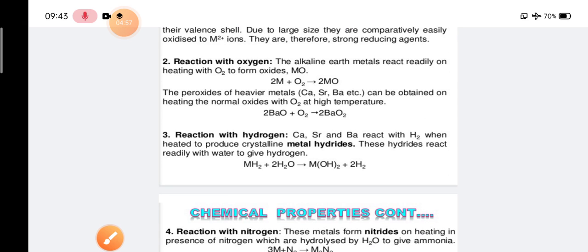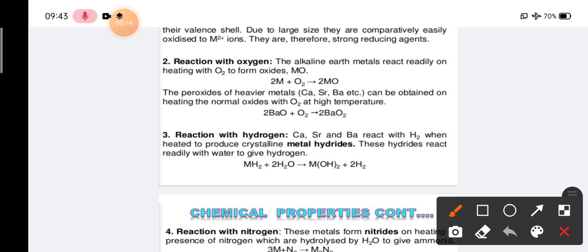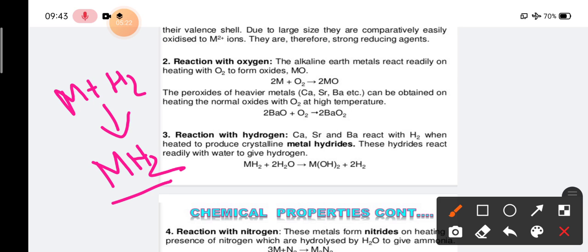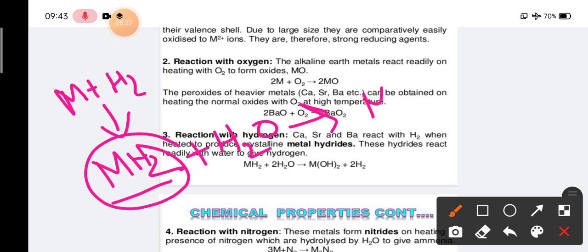So let's move to the next reaction, that is reaction with hydrogen. Any alkaline earth metal, especially calcium, strontium and barium, the higher metals, when they react with hydrogen, will form a metal hydride. Whenever a metal reacts with hydrogen, it will form a product of metal hydride. When the metal hydride reacts with H2O, it will form a metal hydroxide, M(OH)2, because the valency of alkaline earth metals is 2, so it will form a metal hydroxide itself.